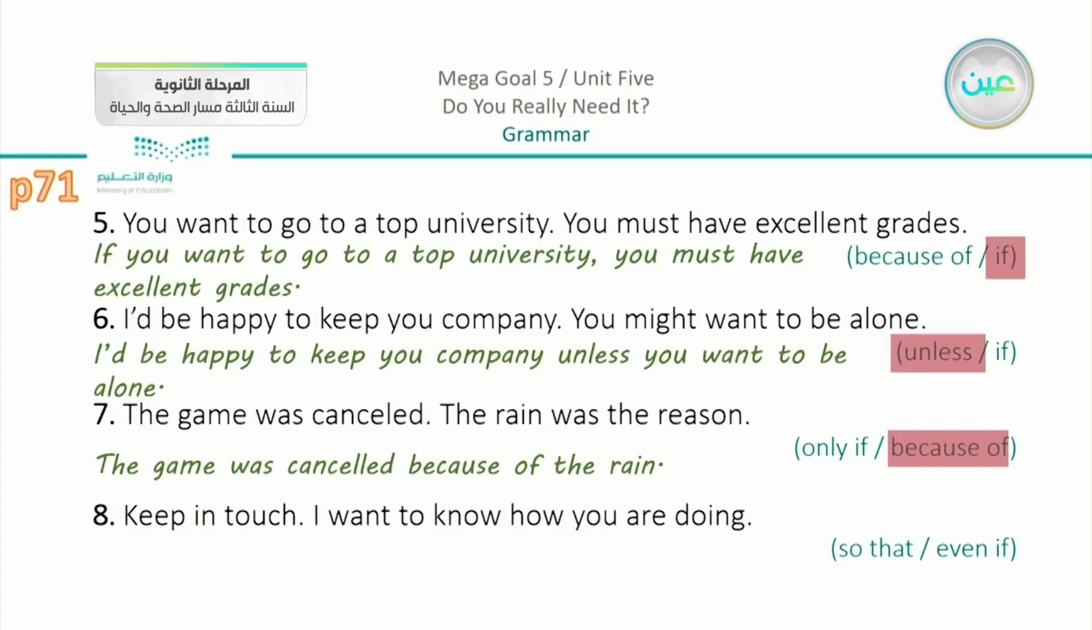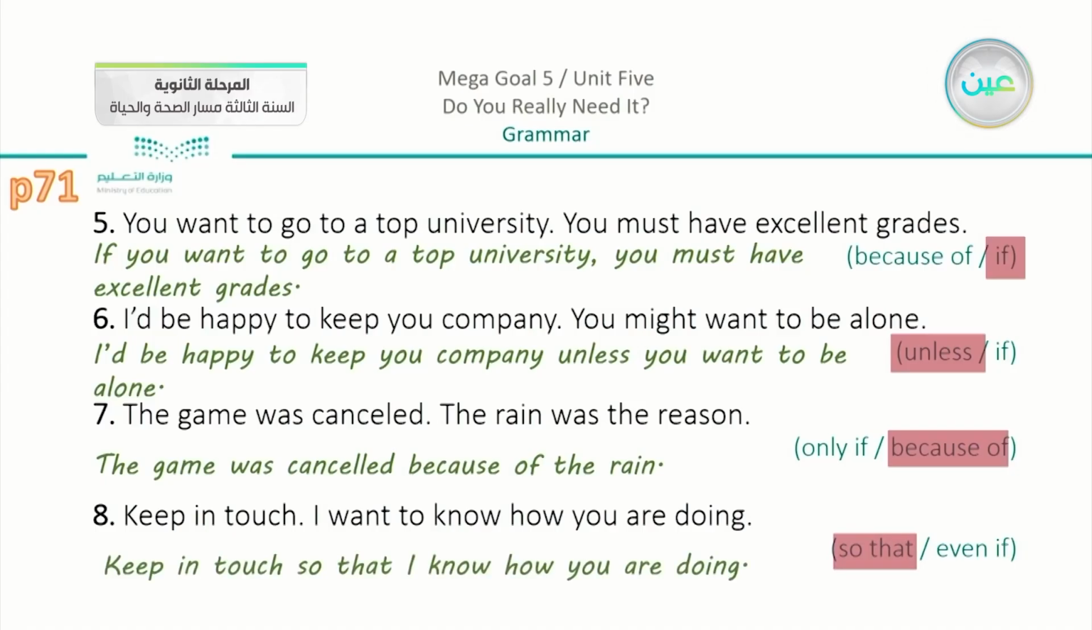Once you have joined the 2 sentences together, you can shorten your sentence. We have the last one, keep in touch. I want to know how you are doing. So that and even if. So there is a purpose of keeping in touch. That's why we're choosing so that. And here we have keep in touch so that I know how you are doing.